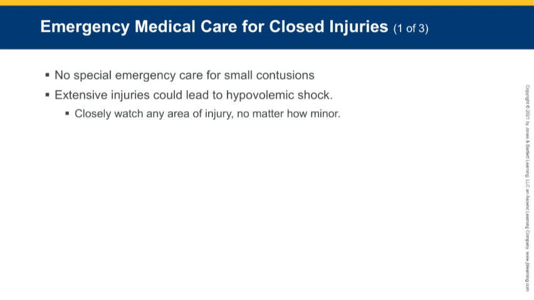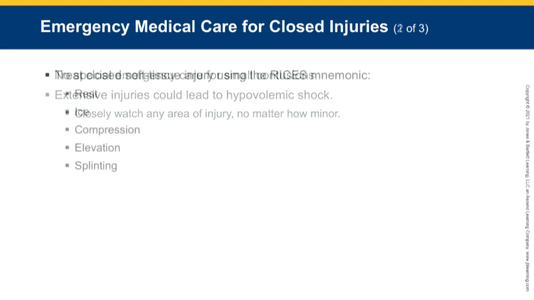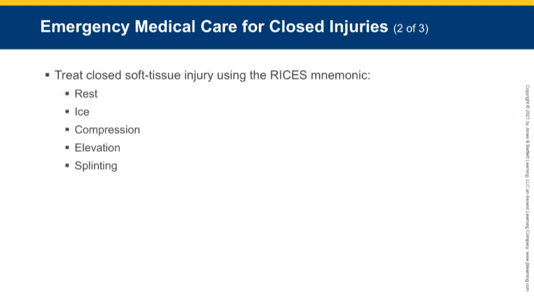Small contusions may not require special emergency care, but severe closed injuries can lead to hypovolemic shock due to internal bleeding. Monitoring the injury site closely is crucial to detect any signs of deterioration. The RICE mnemonic helps guide treatment for closed injuries: rest, ice, compression, elevation, and splinting. These steps reduce swelling, alleviate pain, and prevent further injury.